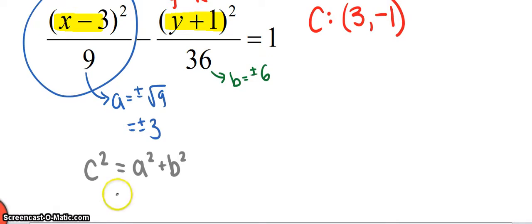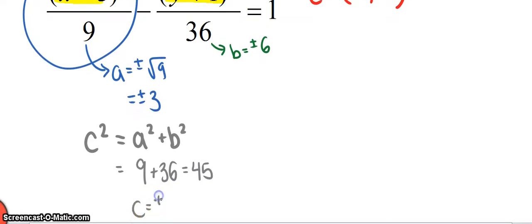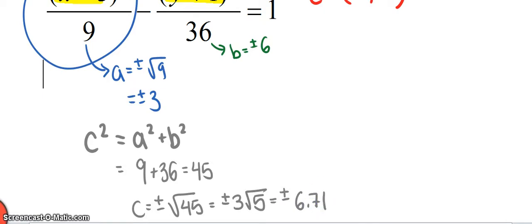So in this particular case, it doesn't really matter which one's a squared and which is b squared, because 9 plus 36 is the same as 36 plus 9. This makes c squared 45. So if c squared is 45, c would be plus or minus the square root of 45, which we can simplify to plus or minus, let's see, take out a square root of 9, which is 3, and there'd be root 5 left over. But of course we want a decimal so we can graph this. So our c distance written as a decimal would be plus or minus 6.71 rounded.